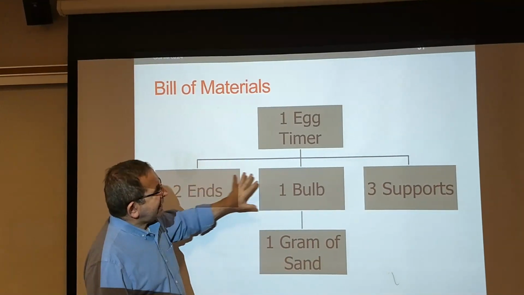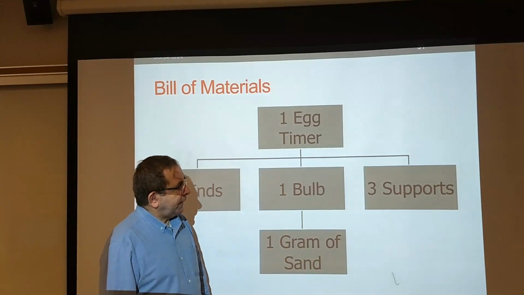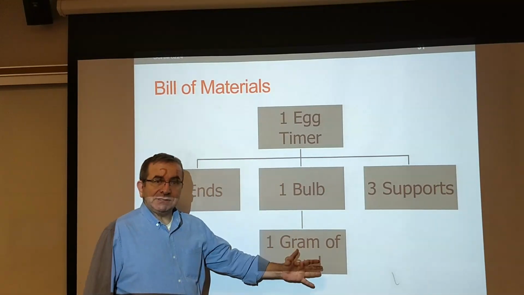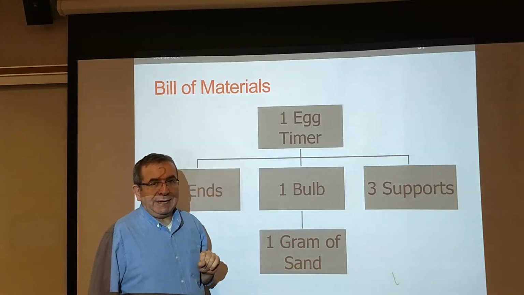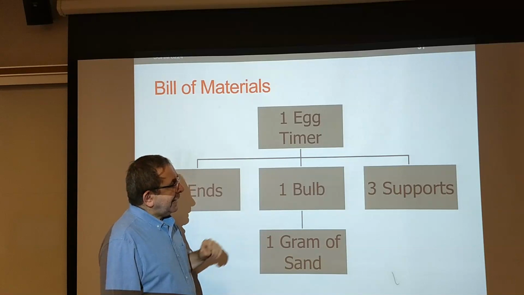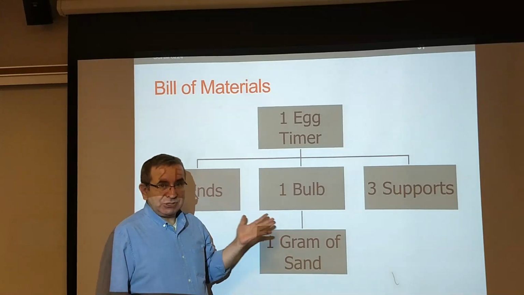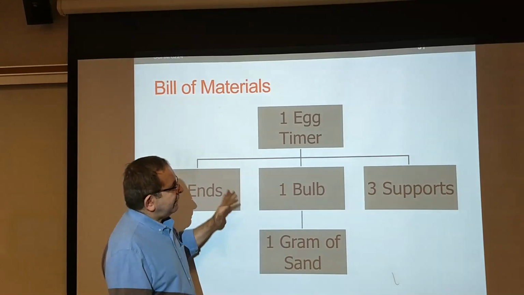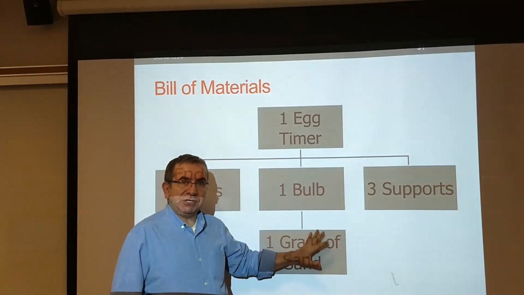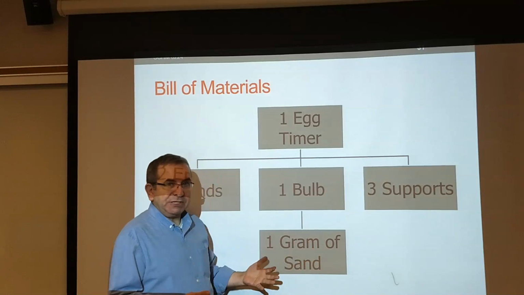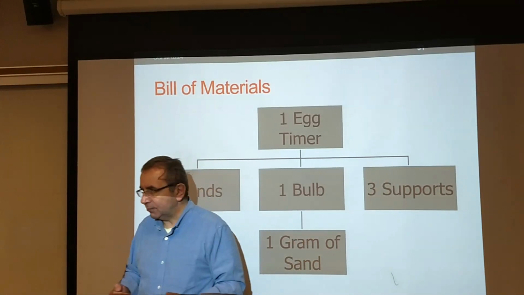So as you can see, this is a list of raw materials that you need to produce a single item of finished goods. And as you can see, this is fairly simple. In real life, you will have products, SKUs, with hundreds and hundreds of raw materials in sub-assemblies. Okay?